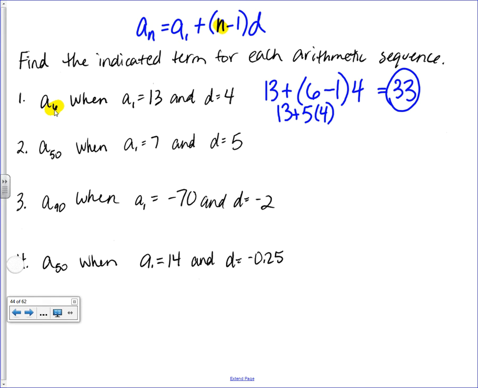Now, of course, you probably could just list them out and get the first 6 of them. But in number 2, I asked you for the 50th term. So I'm thinking you probably don't want to list out 50 of them. So we start with a sub 1 plus I'm finding the 50th term minus 1, and the common difference is 5. So really this is 7 plus 49 times 5, and the 50th term will be 252.